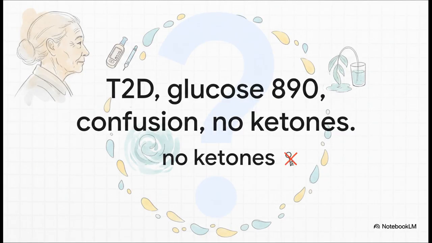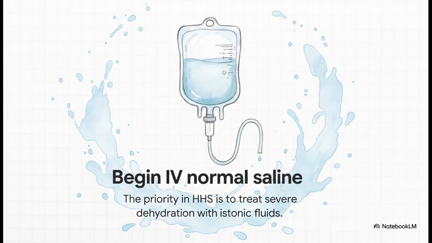Okay, time for a little pop quiz. Let's put it all together. You've got an elderly patient, type 2 diabetes, glucose of 890, they're confused, their skin is dry, and there are no ketones. What is your priority intervention? Take a second. Think about it. The correct answer is, of course, C. Begin IV normal saline. Why? Because what have we been saying this whole time? The most immediate, life-threatening problem in HHS is that profound fluid loss. We have to restore their fluid volume before we do anything else.